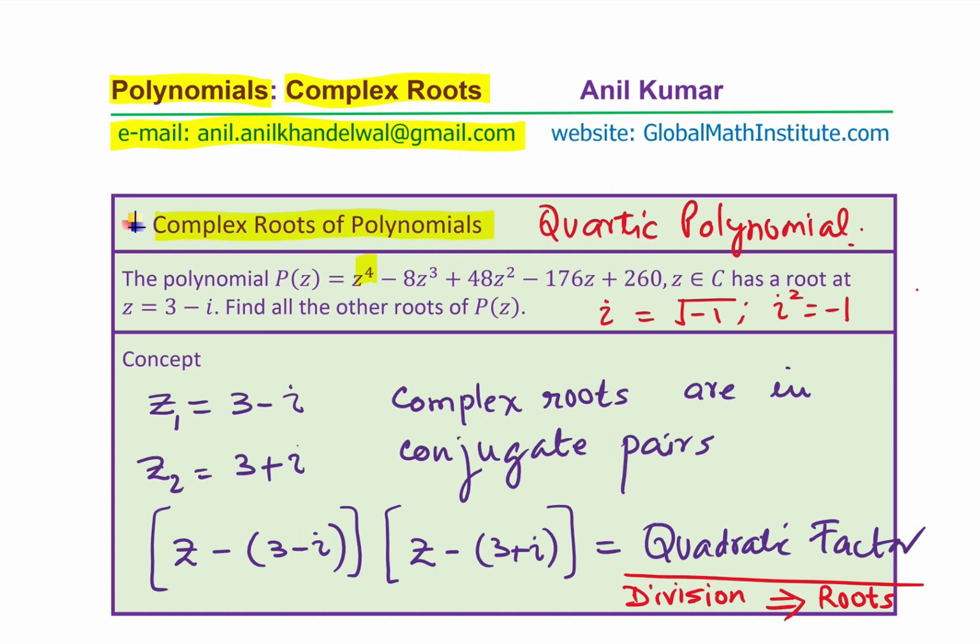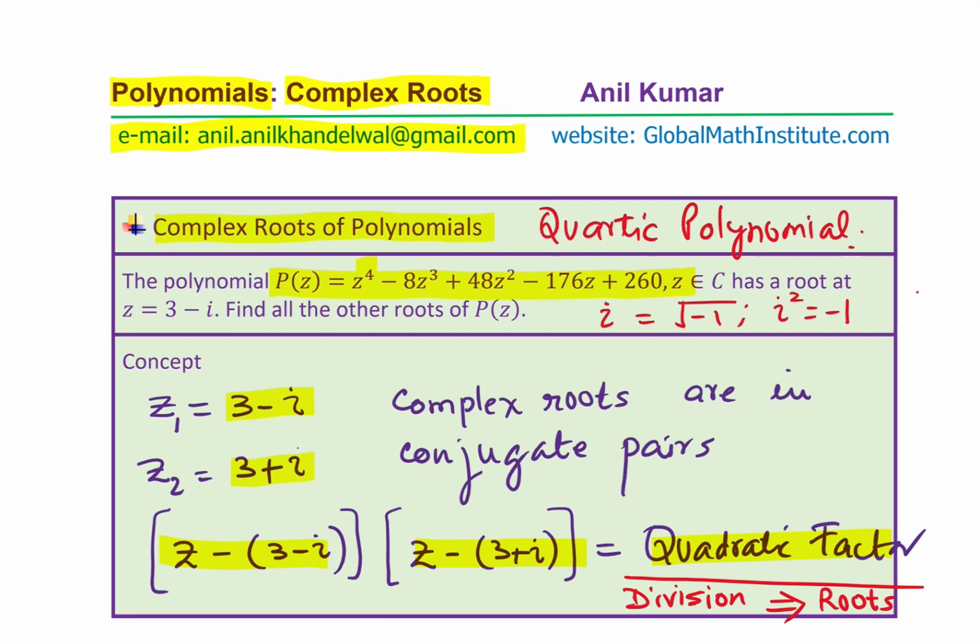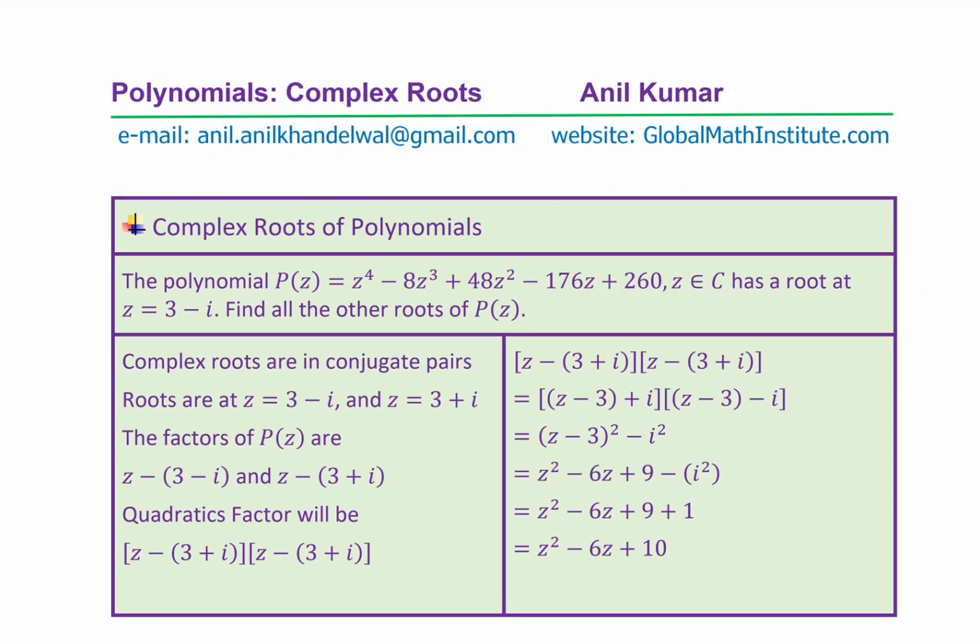I'd like you to now pause the video, do the needful. Mainly, you now know that there are two roots given to you, 3 minus i and 3 plus i. Just multiply these two factors, get a quadratic factor, perform the long division, correct? And then get the roots. Let's begin. So first thing first, we'll try to find what is the quadratic factor, and then we'll further go with division.